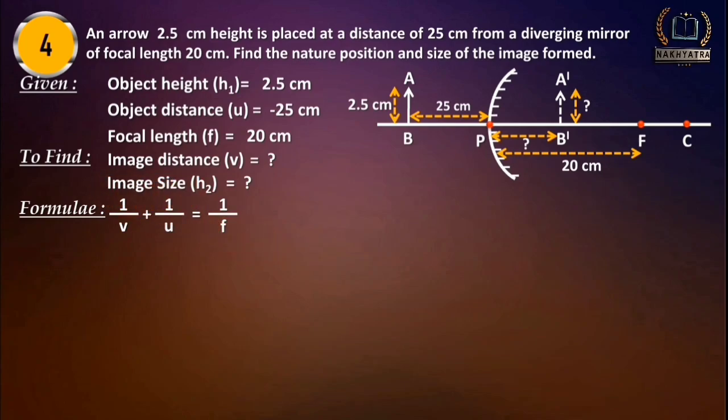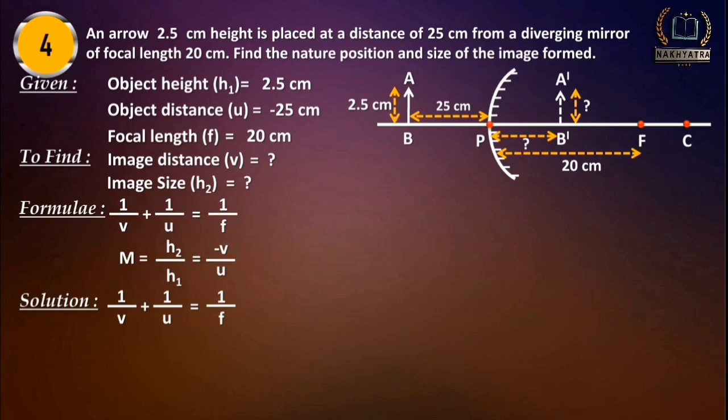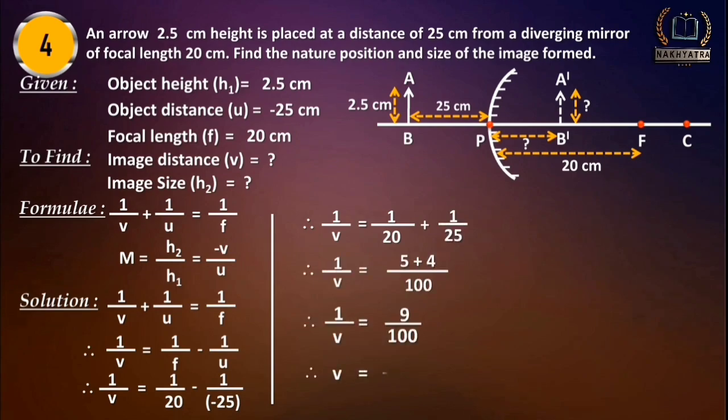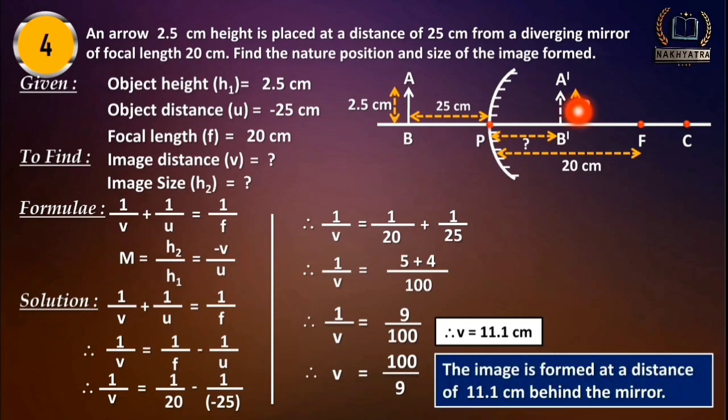And to find the height of the image, we use the magnification formula. So in the solution, 1 by v equal to 1 by f minus 1 by u. Now by putting the value of f and u, that is 20 and minus 25 respectively, and then calculating it, we will get image distance v equal to 11.1 cm.